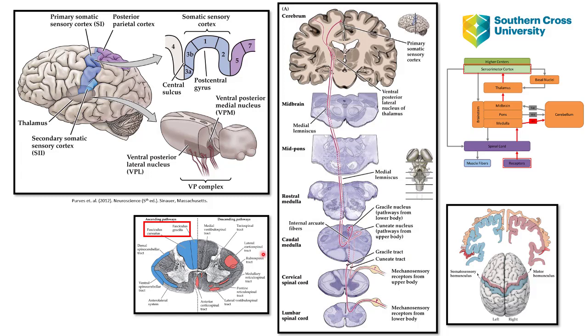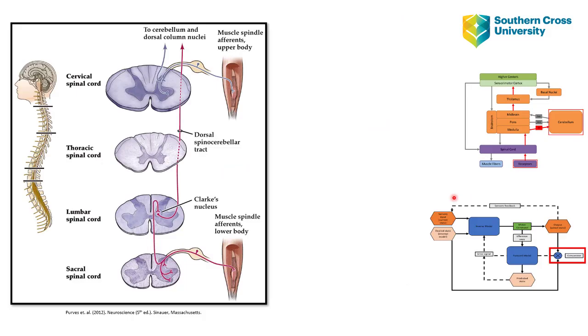And so that's our conscious perception of proprioception and touch sensation. And conscious because it is getting up here to our cortex, our cerebral cortex. And that's where we have conscious perception occurring. Now, there's another pathway that's very important as well, and it's called the spinocerebellar pathway. And so what we're talking about are these muscle spindle afferents for the lower body in particular.